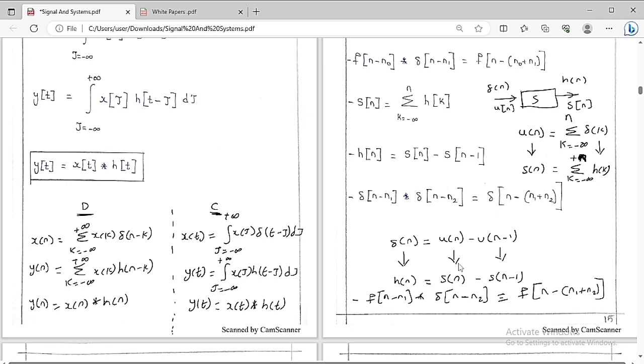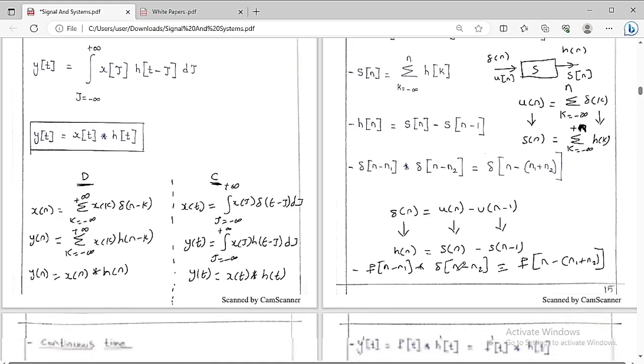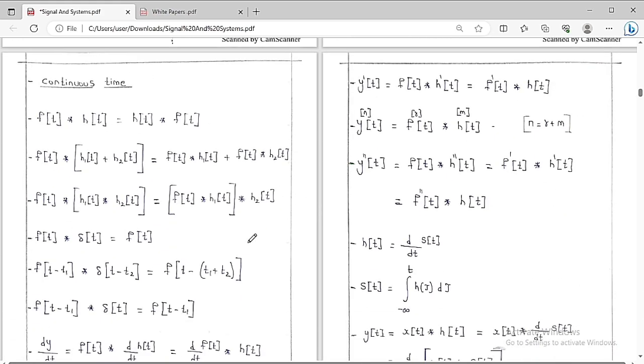If you remember the general formula, everything is simple. So f of n minus n1 convolution of delta of n minus n2 is equal to f of n minus of n1 plus n2. This is the important formula. Now we have successfully covered the discrete time convolution properties.